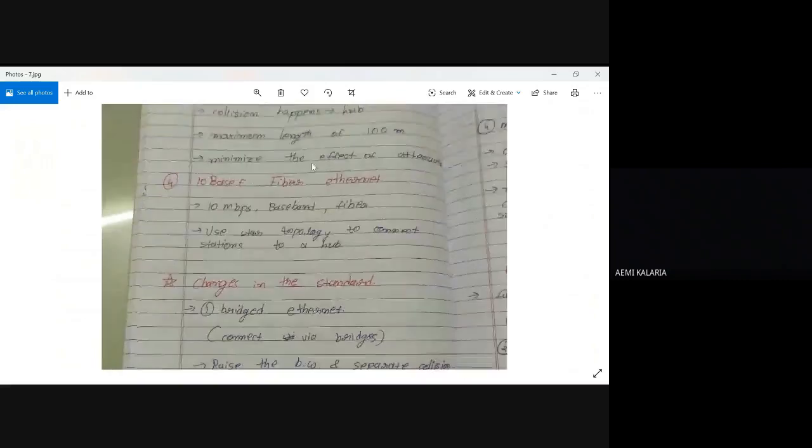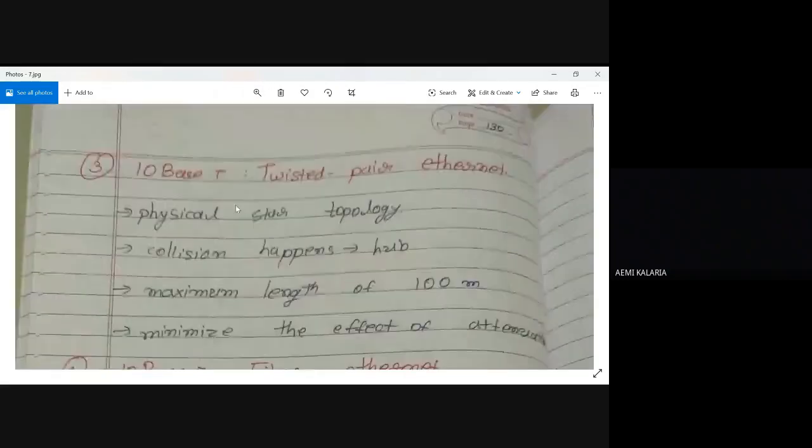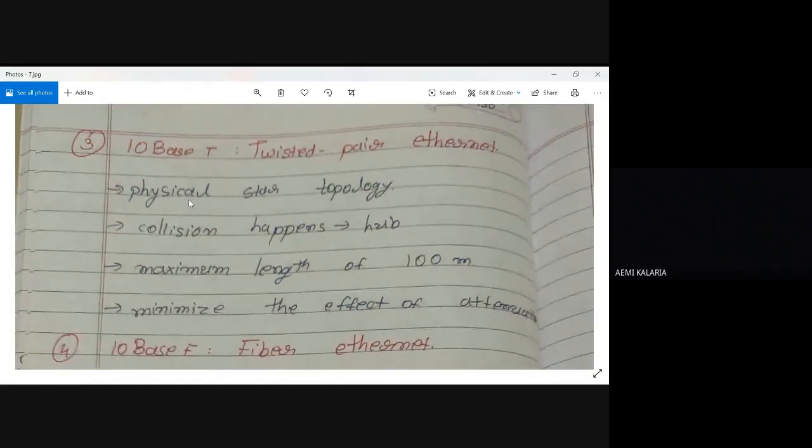Now what is the third one? 10BaseT. 10BaseT means what? Twisted pair Ethernet. Whenever we mention T in this Ethernet, then it is simply twisted pair Ethernet. I already told you that in the basic version we use bus topology, but in this higher version we use star topology, right? So physical-level star topology is used.